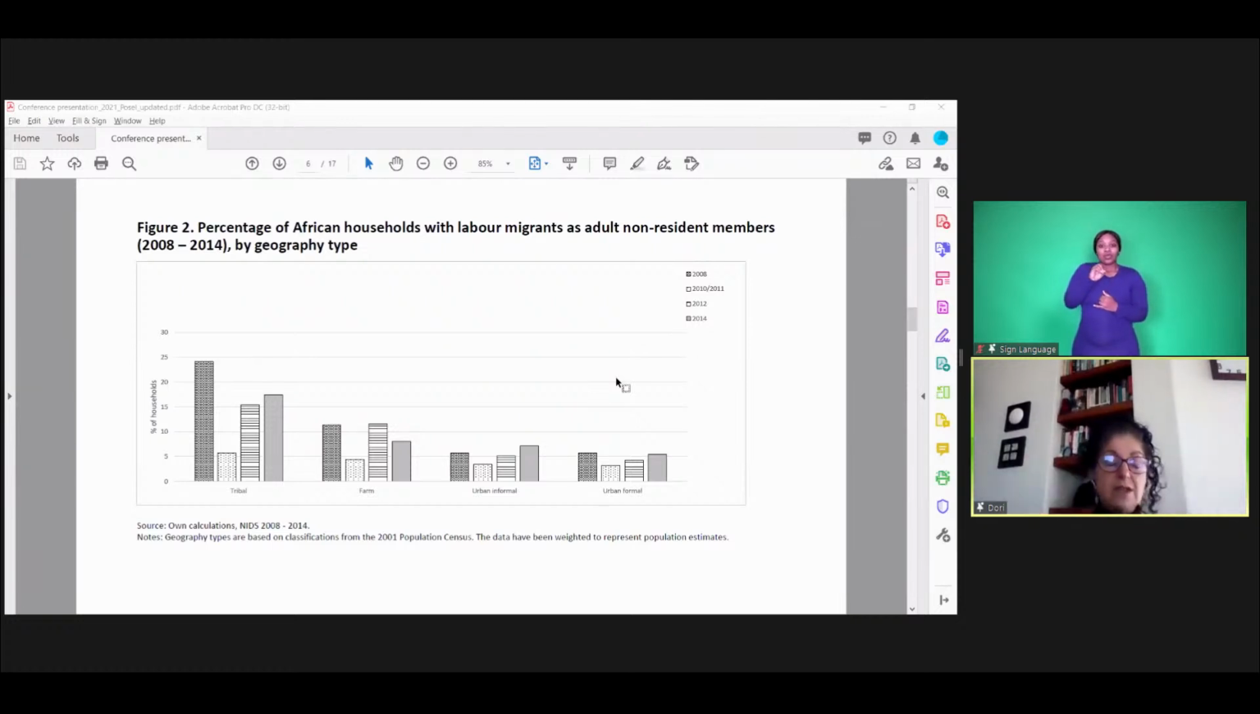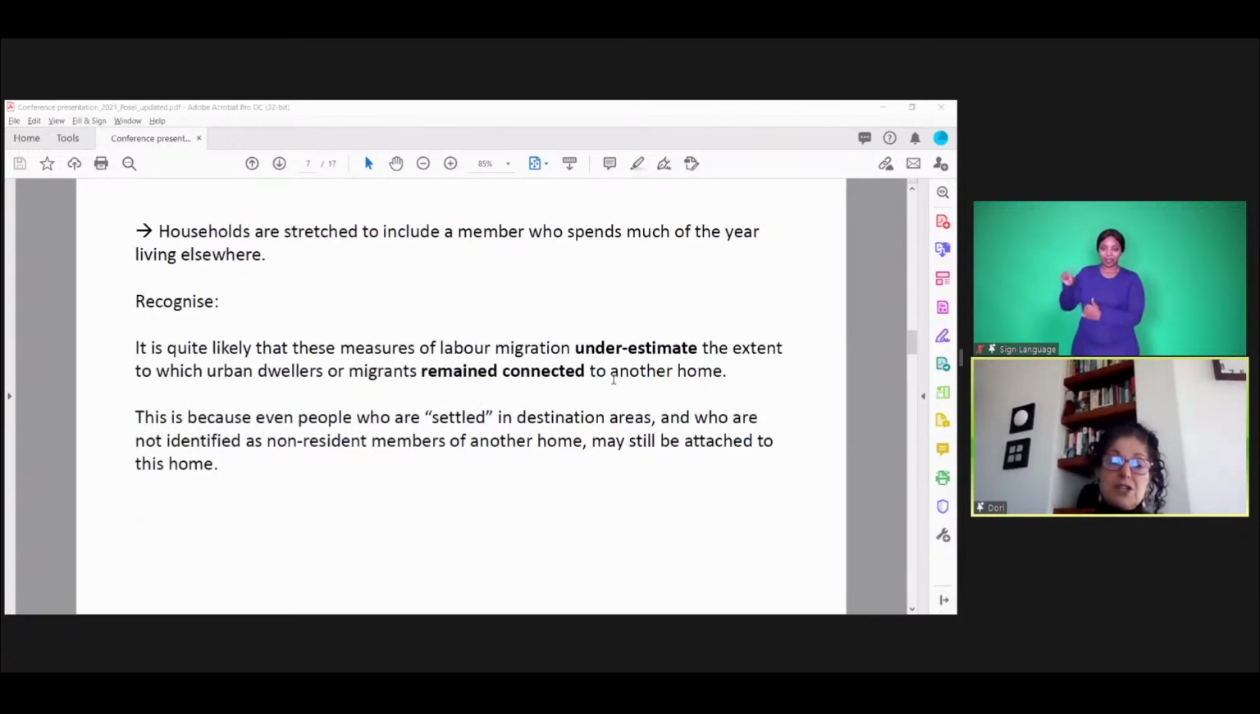In 2008, almost 1 in 4 African households in tribal areas included at least one labor migrant. Presumably with the economic crisis and increasing unemployment, people no longer migrated to look for work and labor migrants had to return home because of losing work. And then as the economy started to recover, so labor migration rates then start to increase. So the measure of labor migration indicates that there are households that are stretched to include a member who spends much of the year living elsewhere.